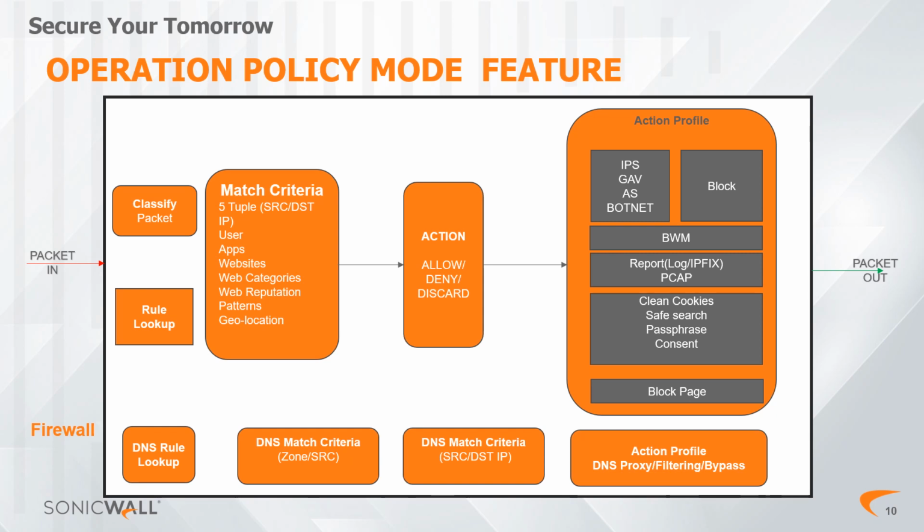This brings us to the policy mode packet flow. When a packet enters the firewall, it undergoes classification and rule lookup. If the packet is identified as a DNS packet, it proceeds to a DNS rule lookup, where it is matched against DNS criteria and subjected to DNS actions and action profiles. All other packets pass through general rule lookup, where matching criteria are applied, followed by specified actions and action profiles.